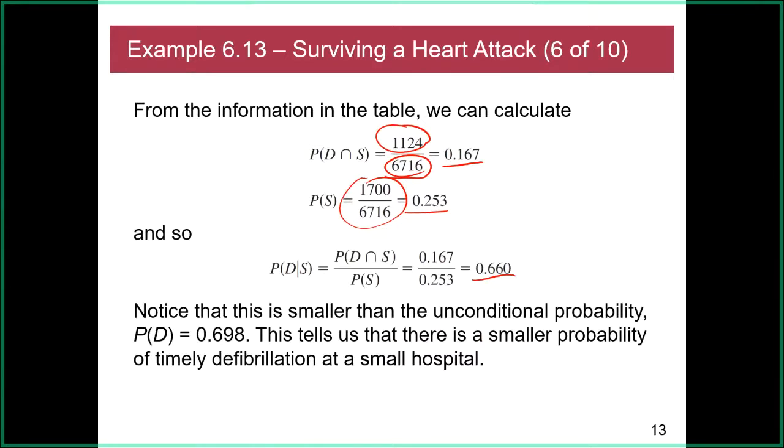Now, at this point, we would probably say that there is slightly less chance of getting defibrillated within 2 minutes at a small hospital. Later on in the course, we'll look at whether that difference is really significant. Yes, it's off by about 0.03, but is that really a difference, or is it just that in this sample we happen to have one or two fewer in the small hospitals? That difference has to be large enough that we can say that it truly is a difference and not just a result of the particular sample we happen to be working with.